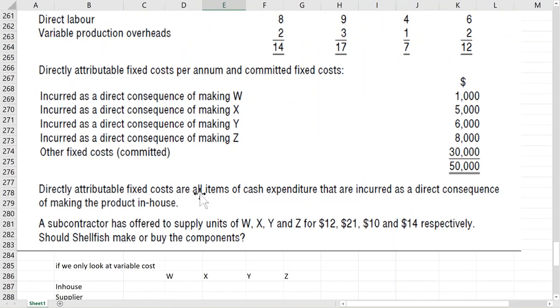Directly attributable fixed costs are all items of cash expenditure that are incurred as direct consequence of making the product in-house. So if we are making product W in-house, we are incurring the 1,000 cost, but if we are not making it in-house, we are not spending $1,000. So these 4 costs directly attributable are relevant. This 30,000 committed is not relevant.